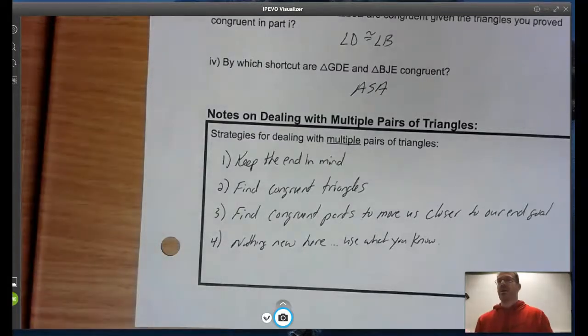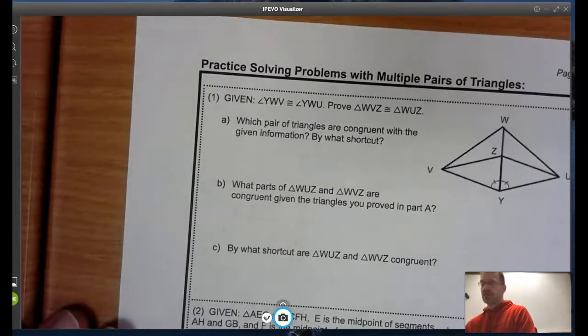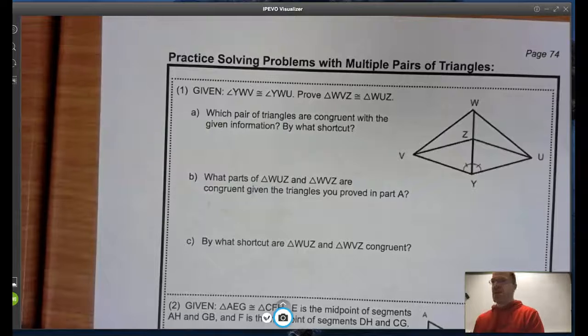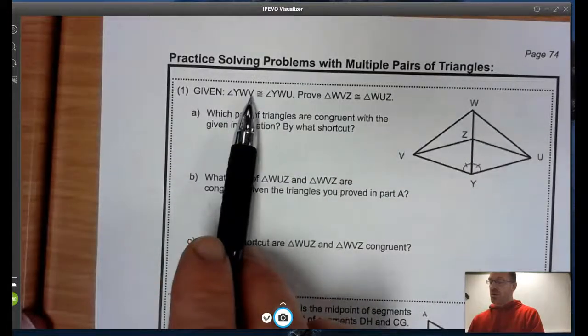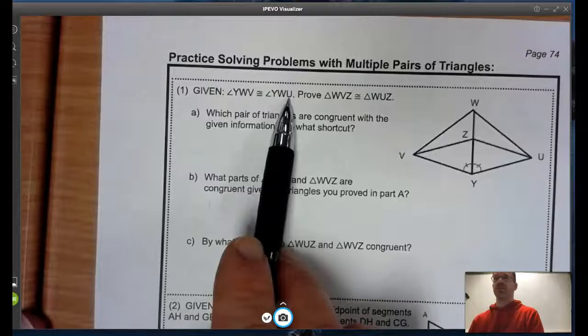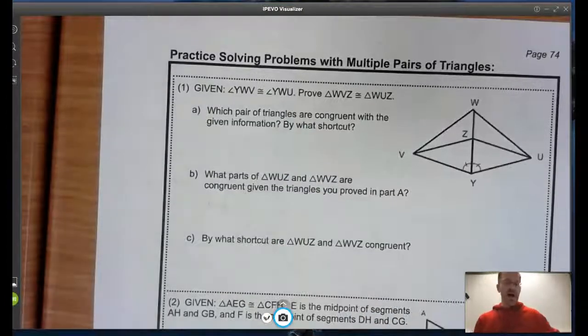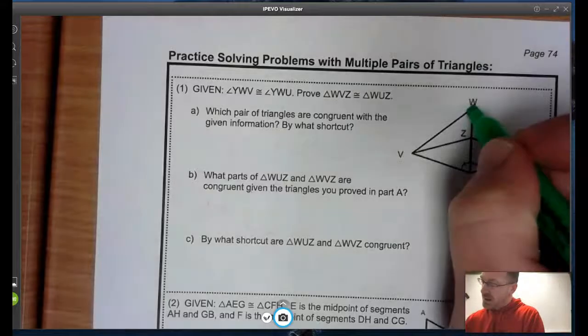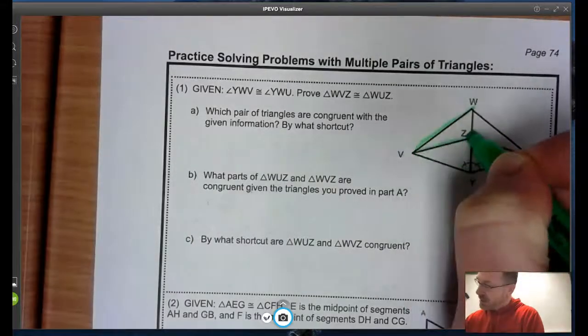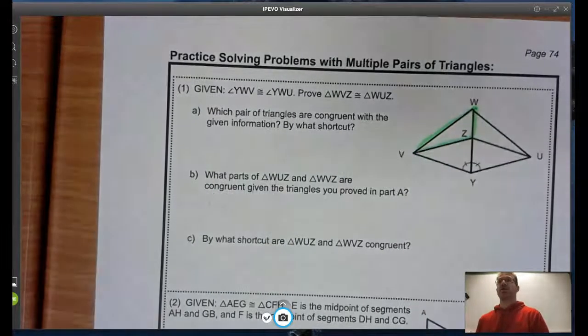Okay, so let's look at one problem together here. Let's look at problem 1. We want to prove. We're given that angle YWV is congruent to YWU, and we want to prove that triangle WVZ, so this one over here, is congruent to WUC.